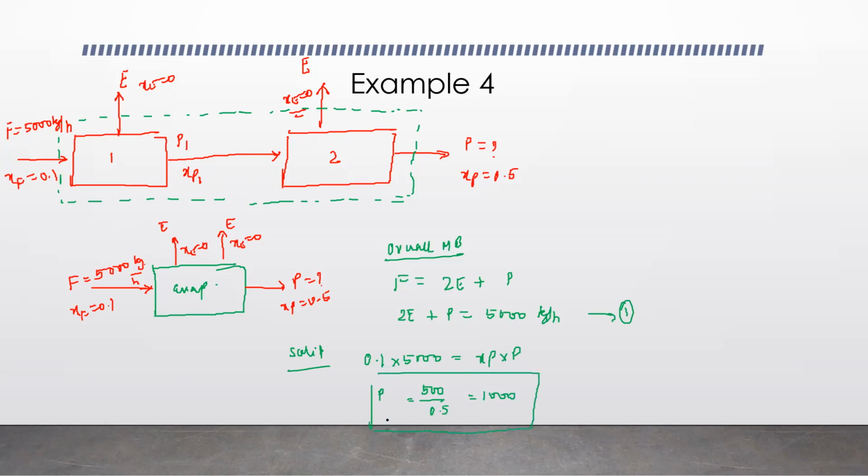Since we have got P, using the first equation we get E equals 5000 minus 1000, upon 2. That is 2000 kg per hour. All right, 2000 kg per hour. Now we have found E. Now let's move on to either of the 2 units, 1 or 2. So I'm going to do it for 1.